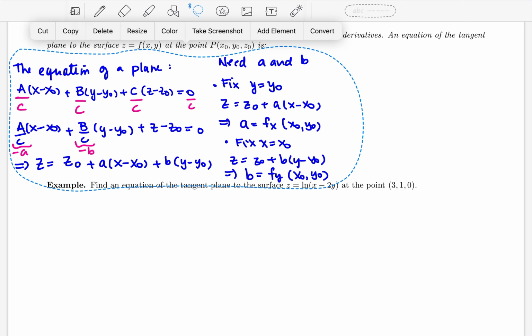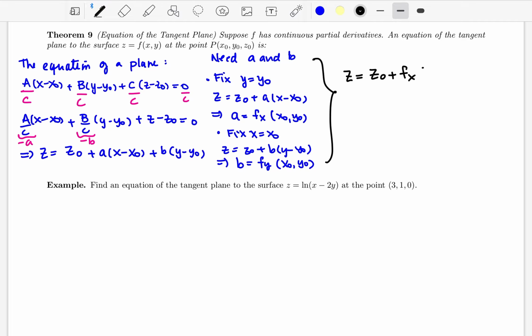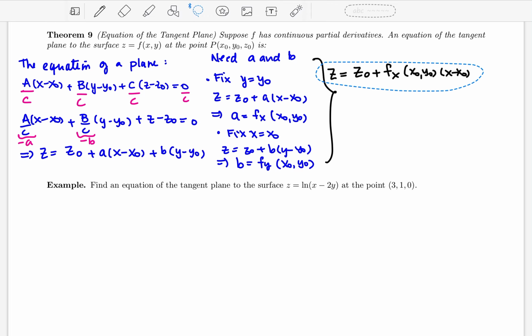make it smaller. So resize, make it a little bit smaller. If I combine these two, I get that the equation of the tangent plane is given by z equal to z naught plus the partial in the direction of x, evaluated at the point, times (x minus x naught), and then I do the partial in the direction of y, evaluated at the point, so plus fy evaluated at the point, times (y minus y naught), okay?